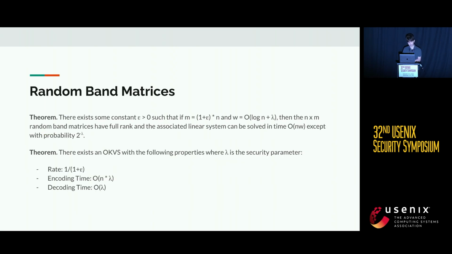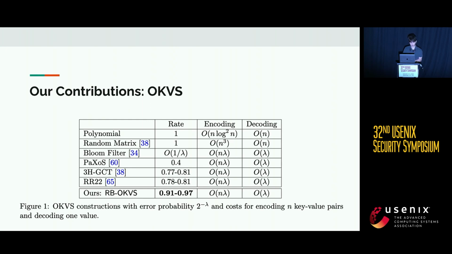So this gives us an OKVS with the following properties, where lambda is a security parameter. We get an OKVS with rate 1 over (1 plus epsilon), encoding time n times lambda, and decoding time order of lambda. In this slide, you can see how we compare our RB-OKVS to the prior schemes. We see that it's comparable to state-of-the-art schemes in terms of encoding time and decoding time, while the rate can go up to 0.97, as I mentioned earlier.